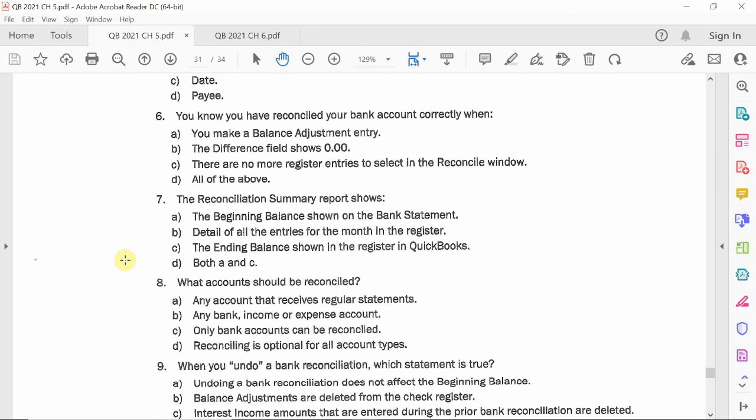So A is the beginning balance shown on your bank statement, of course, right? And then letter C, which is the ending balance shown on the register in QuickBooks. Yes. So remember, that's the whole purpose of creating a reconciliation: you're going to match your bank statement, and you're going to match it in your actual QuickBooks itself, so that when you proceed into the next accounting period or the next month, it will pull that information accordingly.